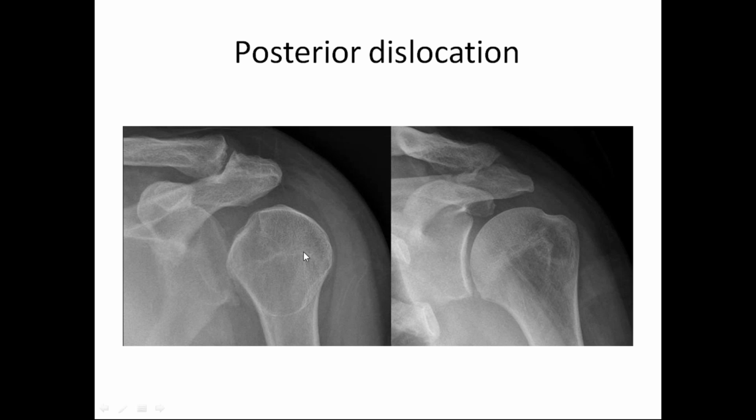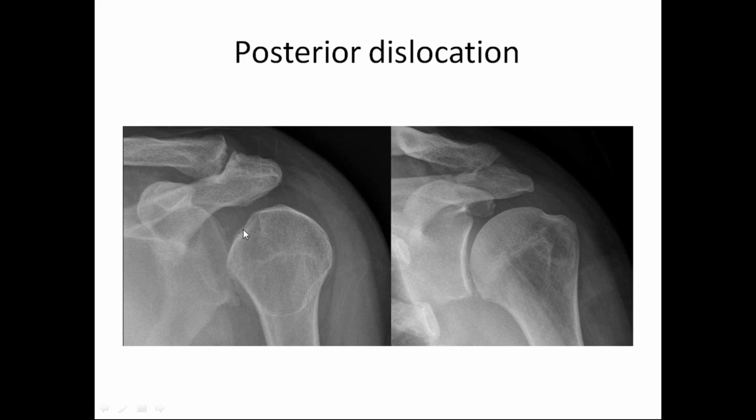This image shows posterior dislocation. Here in the AP view, the second image shows after reduction. In the first image, it is difficult to diagnose whether the shoulder joint is dislocated or normal. This is also known as the light bulb sign. The humerus is completely rotated internally and the head appears like a bulb.